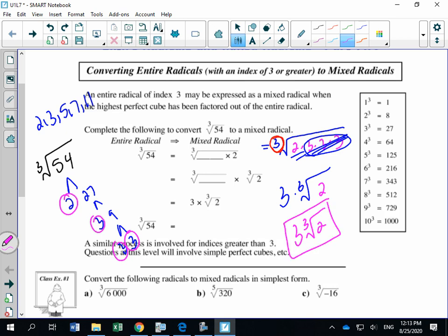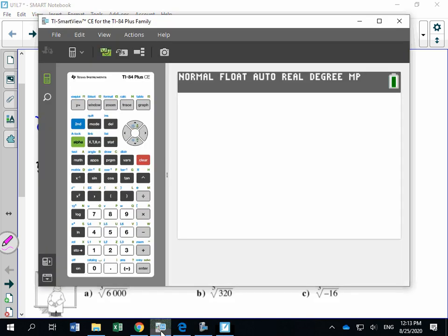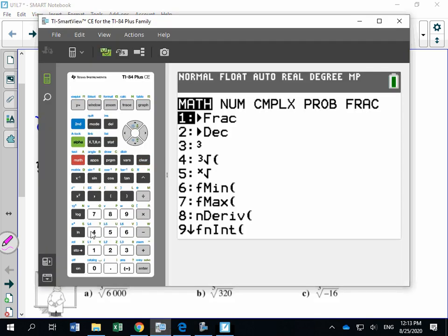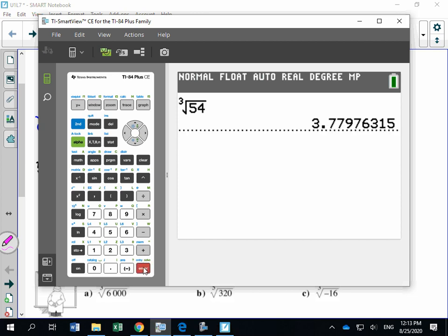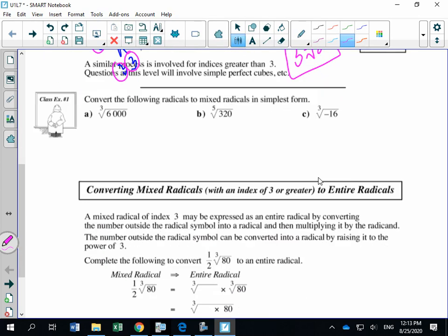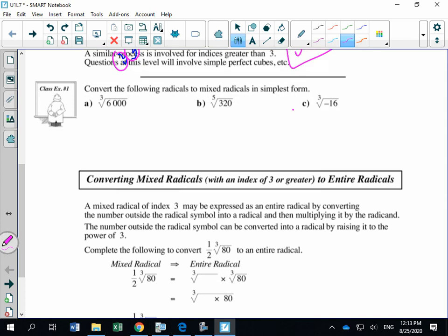So essentially what I'm saying is the third root of 54 is my entire radical. That simplified into a mixed radical is equivalent to this. Let's check on our calculators. So math button, number 4, the third root of 54 is equal to 3 and the third root of 2. And we're correct. Okay, for class example number 1, I won't give you negatives inside the radical sign, but this one's fair and this one's fair. So what I'm going to do is I'm going to do B with you, and then you're going to attempt A and you're going to just check my answer.